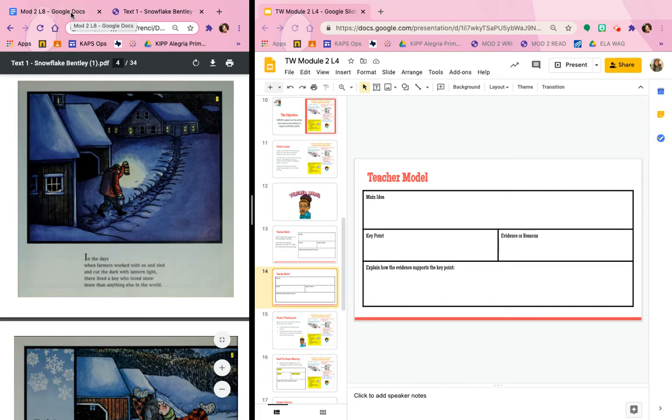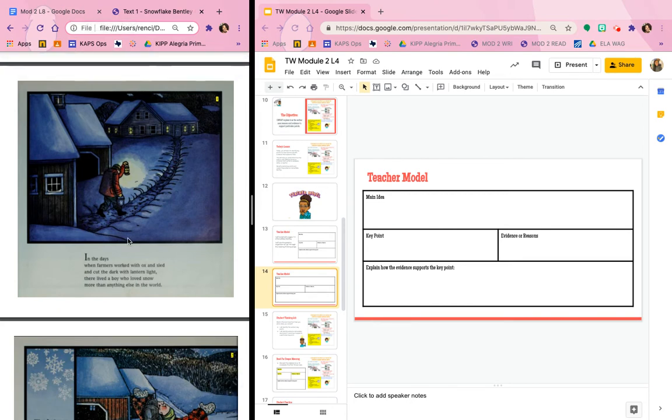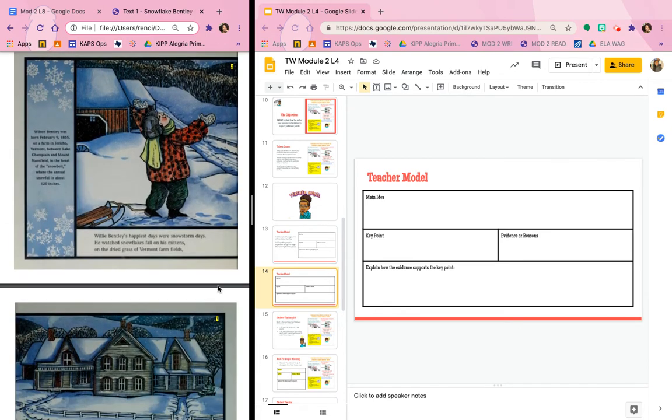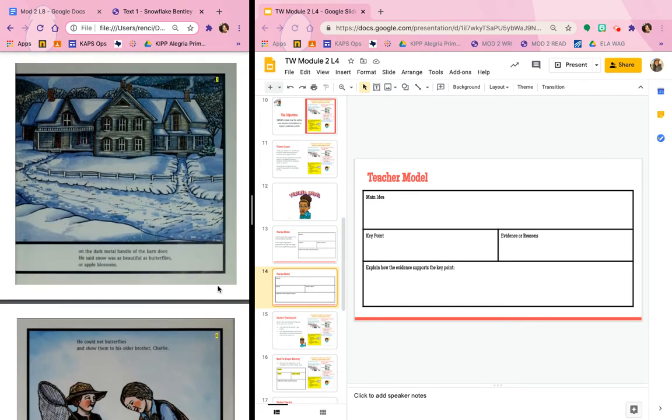So let's get started. In order to figure out the main idea, I need to read the pages. So I'm going to quickly reread pages 1, 2, and 3. In the days when farmers worked with ox and sled and cut the dark with lantern light, there lived a boy who loved snow more than anything else in the world. Wilson Bentley's happiest days were snowstorm days. He watched snowflakes fall on his mittens, on the dried grass of Vermont farm fields, on the dark metal handle of the barn door. He said snow was as beautiful as butterflies or apple blossoms.